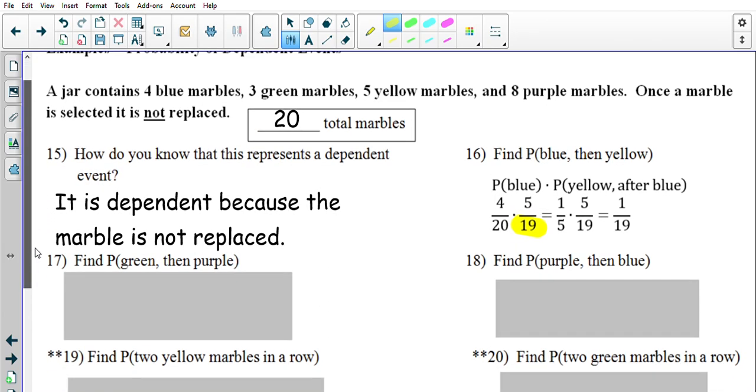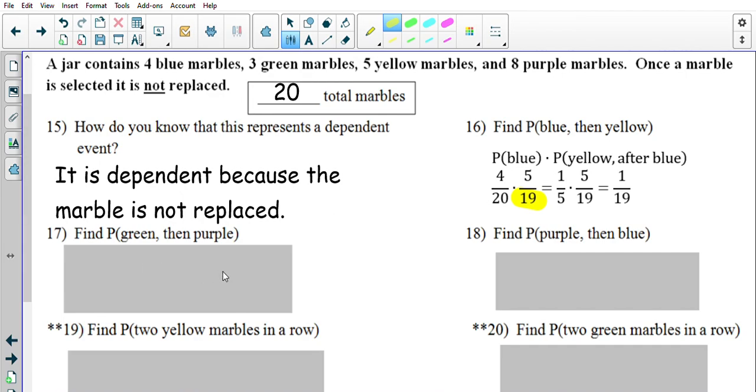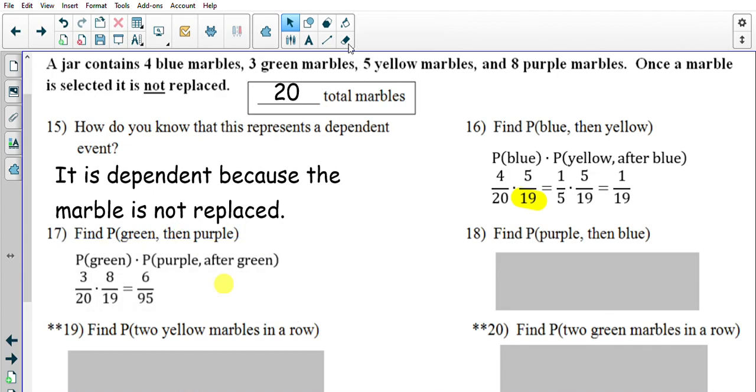Number 17, what's the probability of selecting green, then purple? All right, so for green, we know that we have 3 green marbles out of 20. The purple, after taking out a green and not replacing it, we have 8 purple, but only 19 marbles left. So 3/20ths times 8/19ths is 6/95ths. Again, notice how we decrease this denominator by 1.